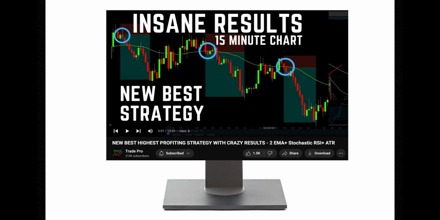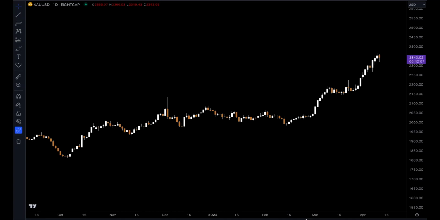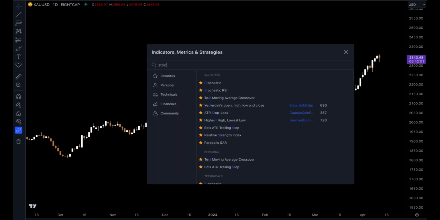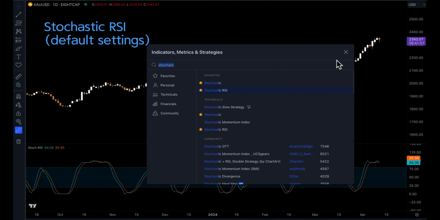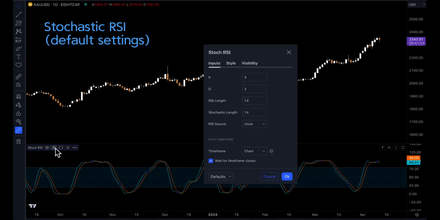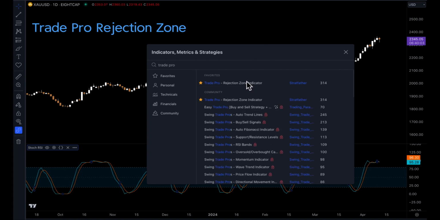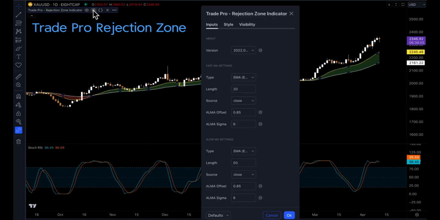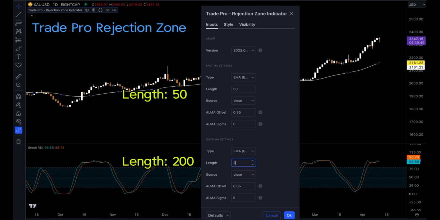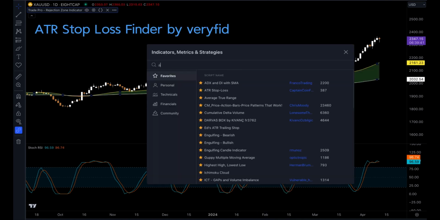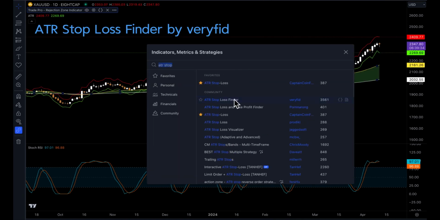In the description box below, you'll find a link to Eric's original video where he lays out the strategy quite clearly, but here's a brief overview of the setup and the entry criteria now. If you want more detail, be sure to check out his explanation. You'll need 3 indicators for this strategy. First, add the Stochastic RSI with the default settings as seen here. Then add the Trade Pro rejection zone indicator, changing the settings to a 50 EMA and a 200 EMA. And then finally add the ATR Stop Loss finder by the author verified.